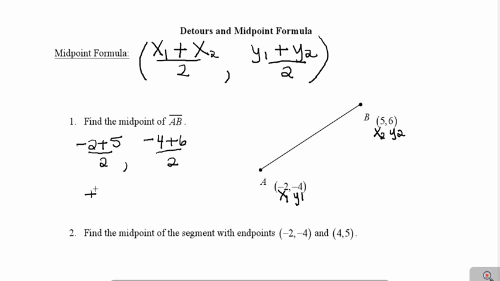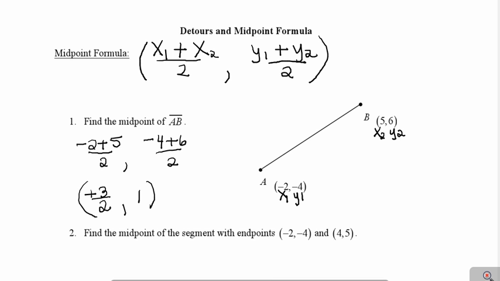So here I get positive 3/2, comma 2 divided by 2 is just 1. So the midpoint of AB would be located at 3/2, or you could call it 1.5, comma 1.